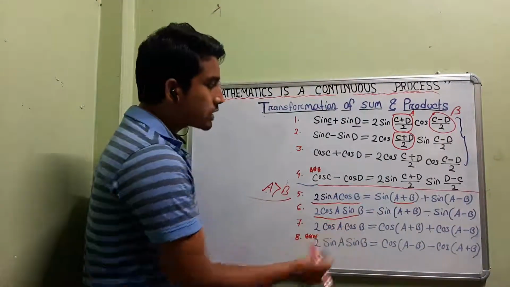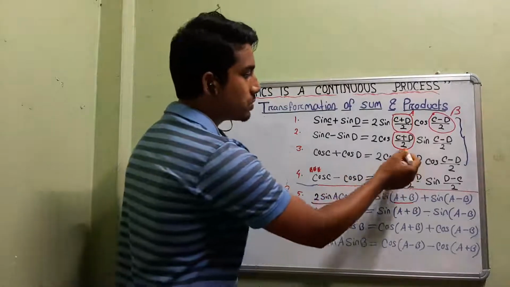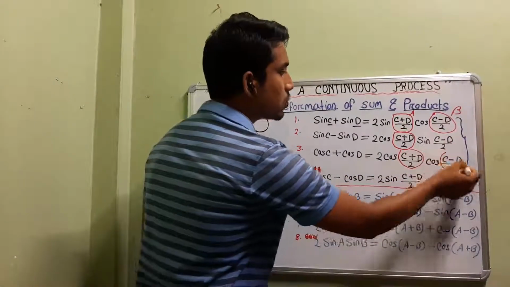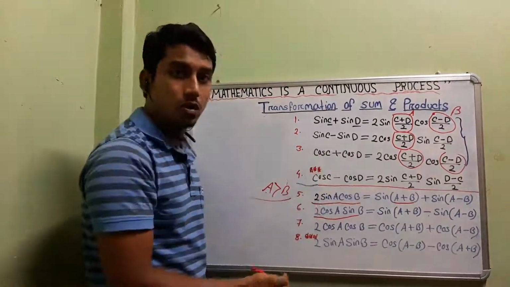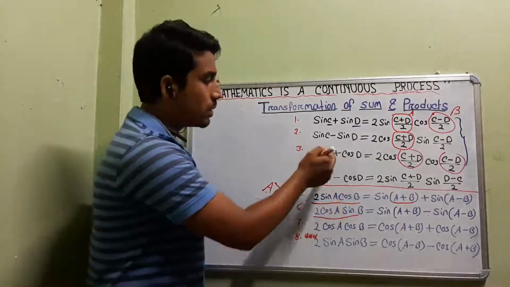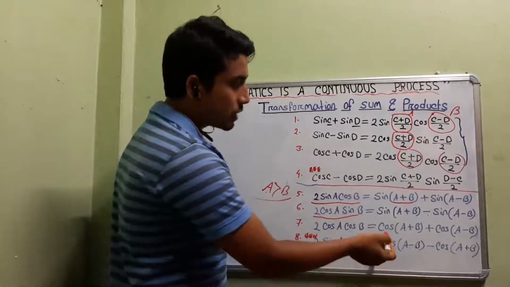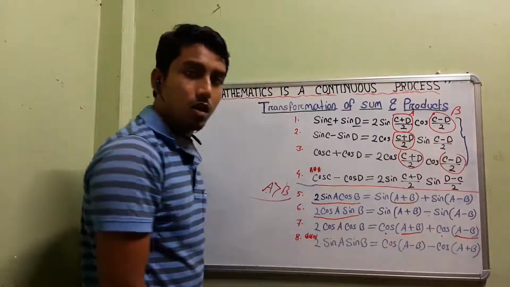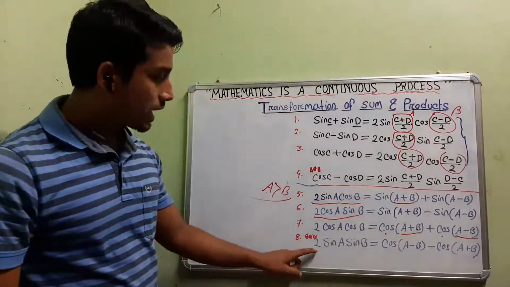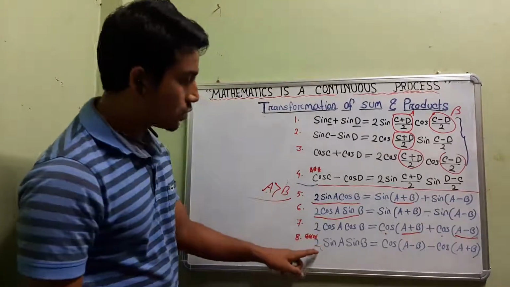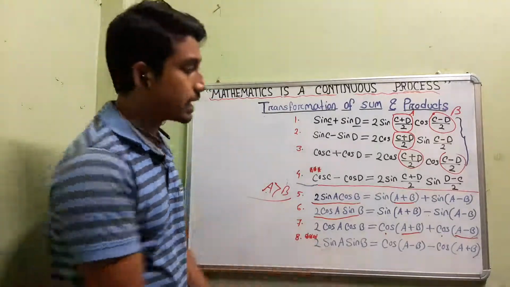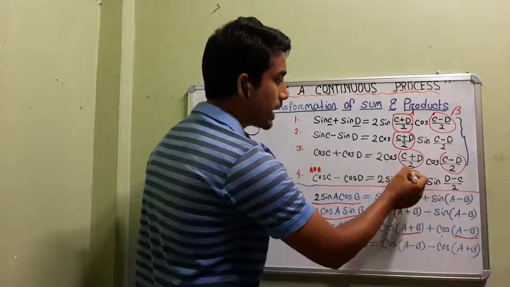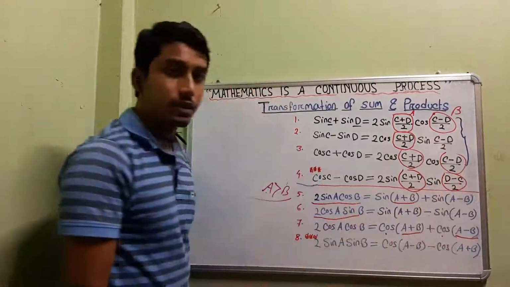Now 2 cos A cos B is exactly the same. This is A, this is B, 2 cos A cos B. At that time both the things will be cos and will be plus. So I have written cos (A plus B) plus cos (A minus B); both the things I have taken cos. Now in case of the last one, 2 sin A sin B.